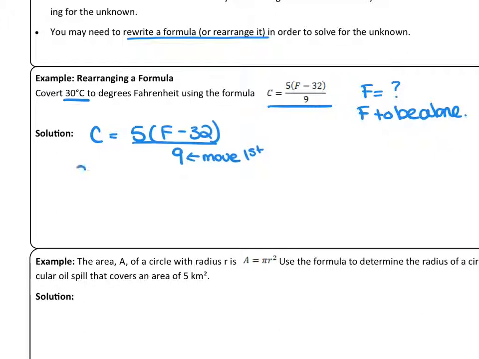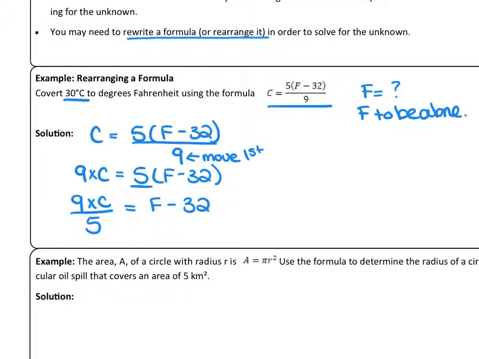It's going to be 9 times C equals 5 times (F minus 32). Beautiful, so the 9 is not there anymore. The next thing is I'm going to move this 5. You'll notice it's multiplication on this side, so when I move it over to the other side, it's going to be division. So it becomes 9 times C divided by 5, and we're left with F minus 32.